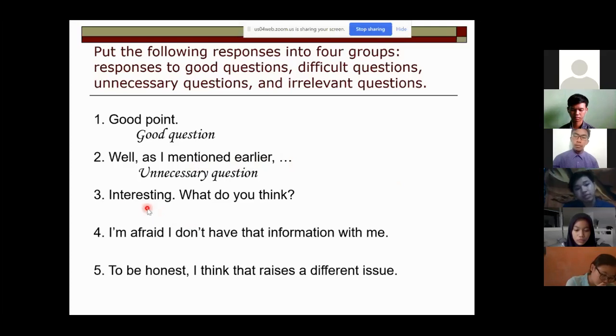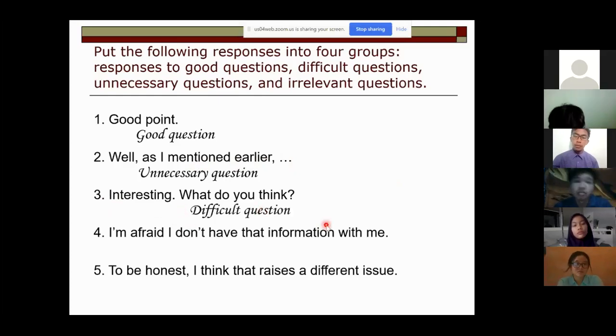And then the third one, interesting. What do you think? What kind of question? Okay, a difficult question. If you get a difficult question, then you may give some appreciation to the questioner, to the audience. "Interesting, that's a nice topic. What do you think?" Then you give back the question. You think I can't answer, but I can share this difficult question with others, and it is okay, right?